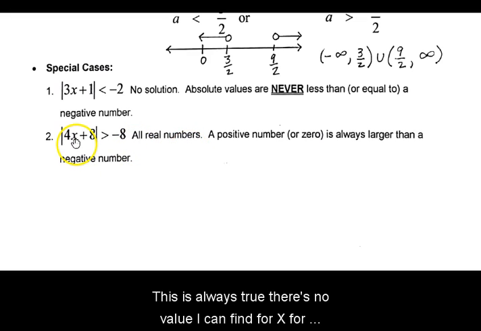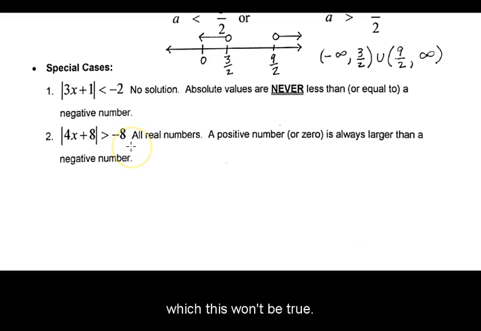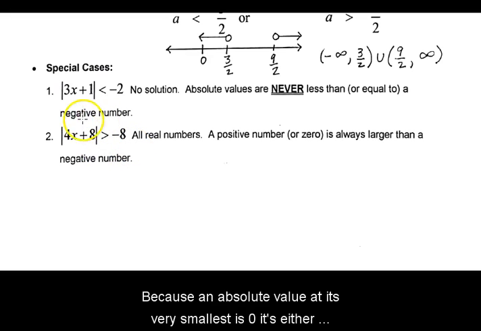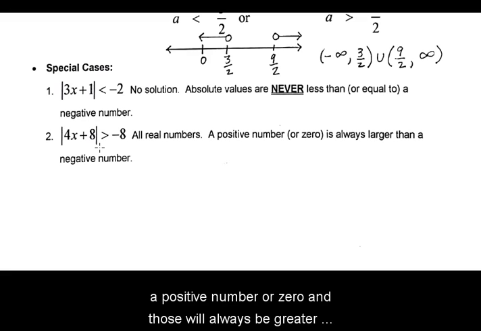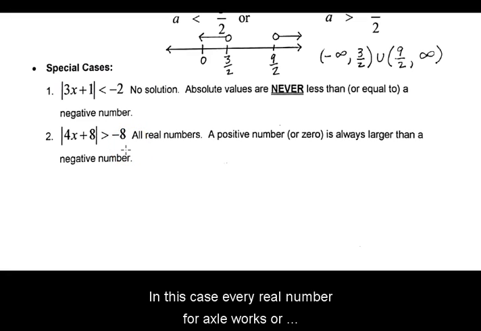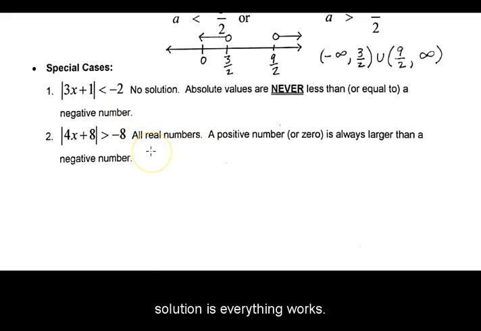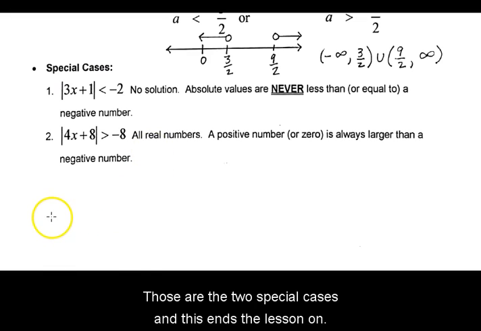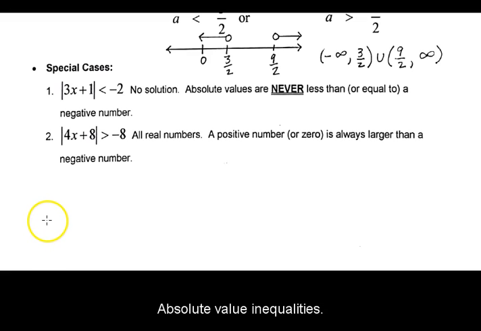There's no value I can find for x for which this won't be true, because an absolute value at its very smallest is 0. It's either a positive number or 0, and those will always be greater than any negative. In this case, every real number for x will work, so our solution is everything works. Those are the two special cases, and this ends the lesson on absolute value inequalities.